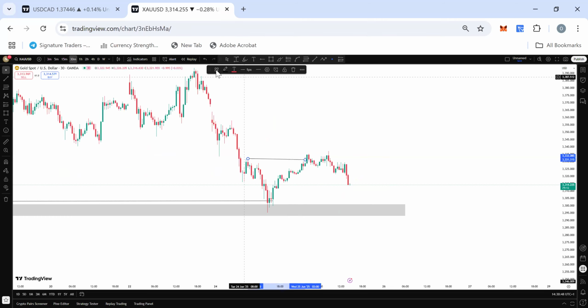This high becomes a change of character for me. And after the change of character, remember, the reason why this high becomes a change of character is because price has already taken out this liquidity, this low, making this area become a protected low on 30 minutes.